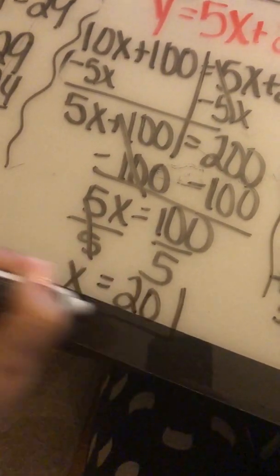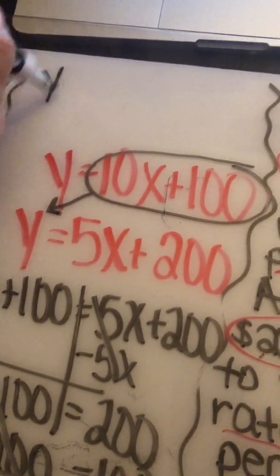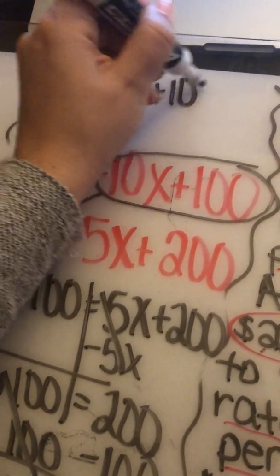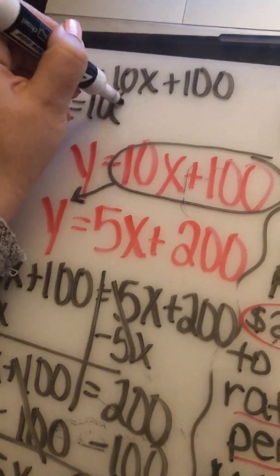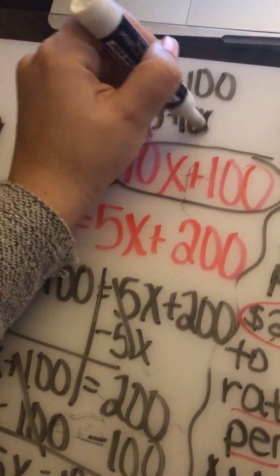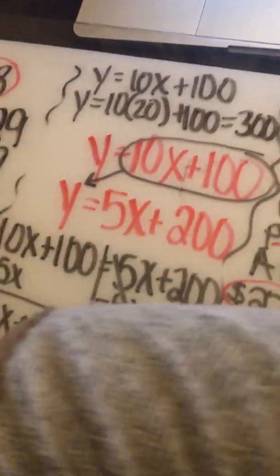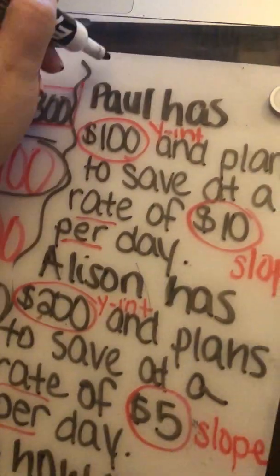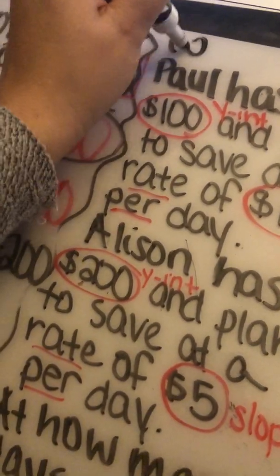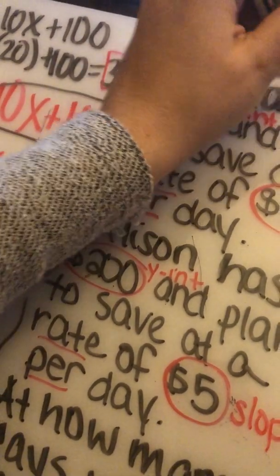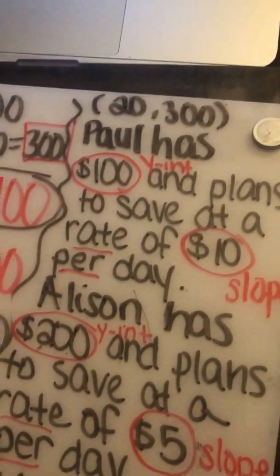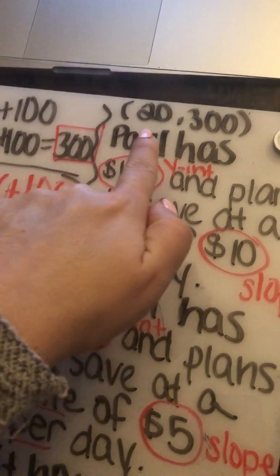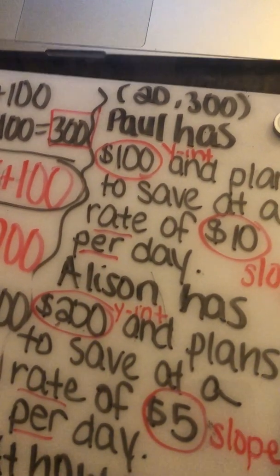Okay, so once you have x, then you go back, you take that value, you plug it in. So I'll use my top equation, y equals 10x plus 100. We would plug in 20. And that would give us 300 for y. So x is 20, y is 300. So my solution would be 20, 300. And then if I relate it back to the problem, we would say, okay, at 20 days, Paul and Allison would both have $300.